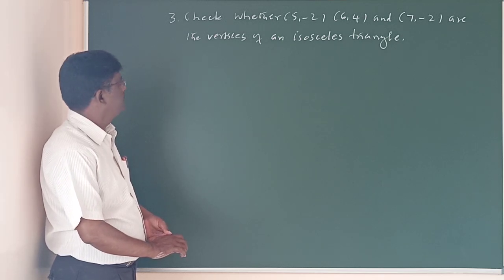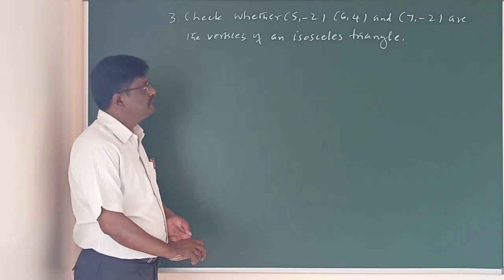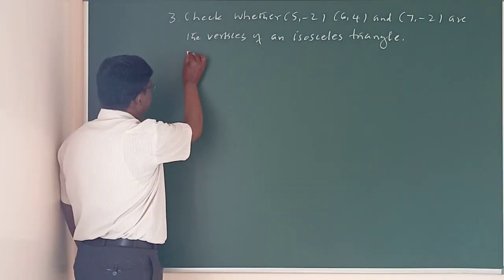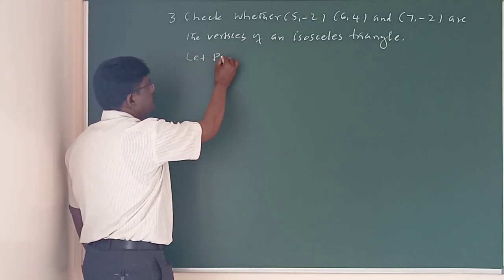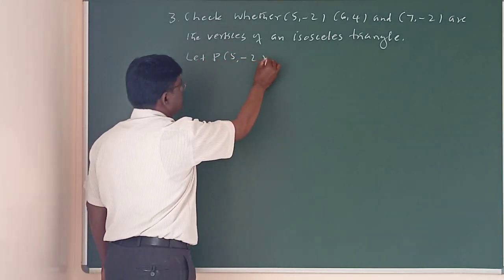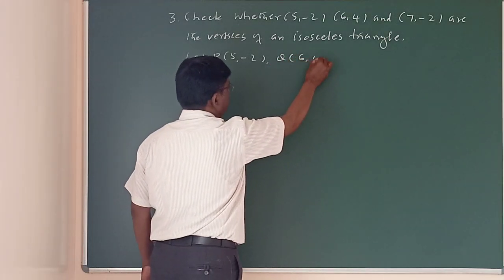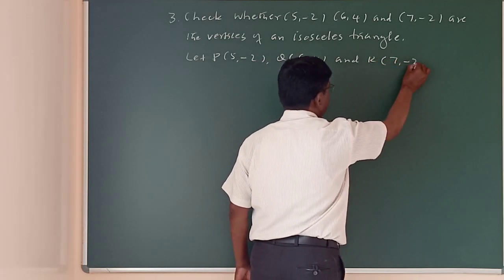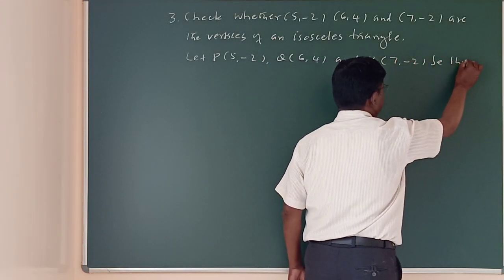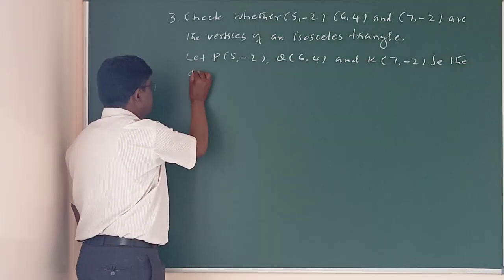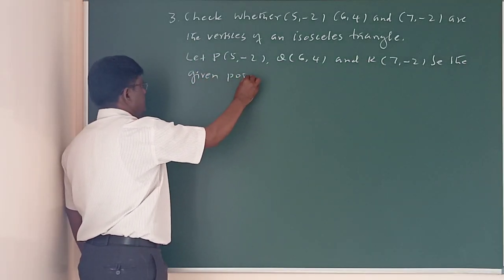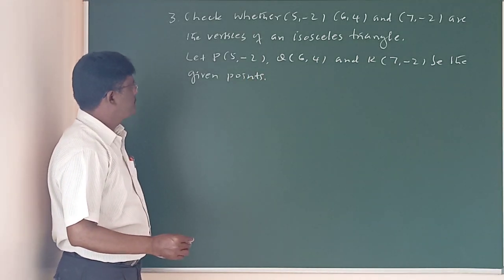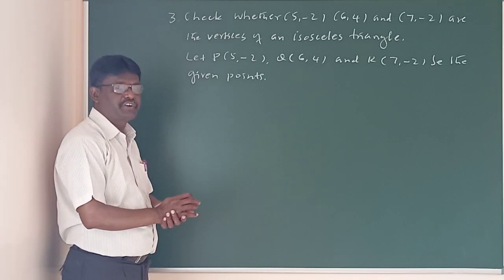Three points are given, and we have to check whether these points form an isosceles triangle. Let P (5, -2), Q (6, 4) and R (7, -2) be the given points. Since here we have to check whether it is an isosceles triangle.